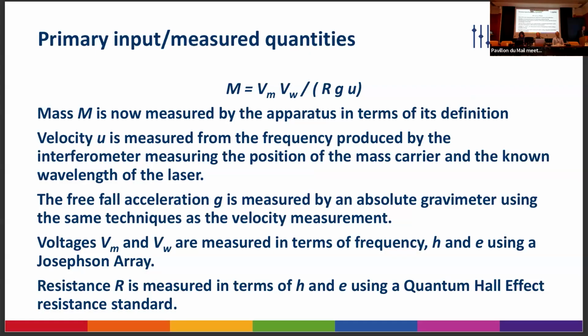I just thought I'd go through the major quantities that we measure. Mass: before you were putting mass in, now the apparatus is pushing mass out. We measure velocity from the frequency produced by an interferometer, and we need the wavelength of a laser. Free fall acceleration is measured with an absolute gravimeter, again using laser interferometry. Voltages are measured using a Josephson array, resistance in terms of the quantum Hall effect.